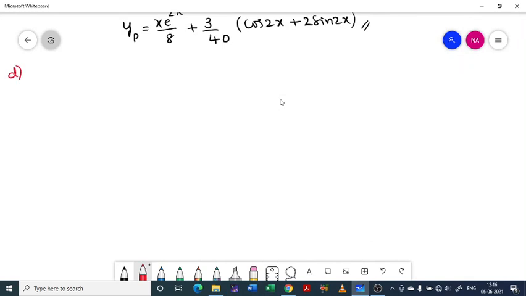We are discussing one more problem, and with this problem we are going to wind up discussion on mixed type problems. Okay, so problem D: the given equation is (D^3 + D^2 - 4D - 4) y = 3e^(-x) - 4x - 6. Solution.